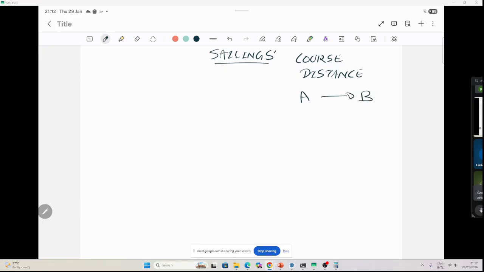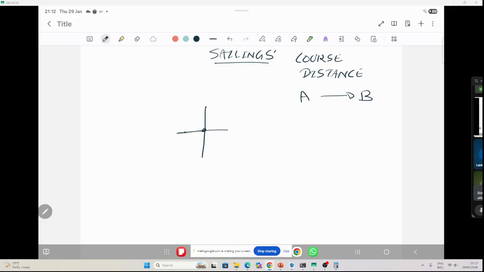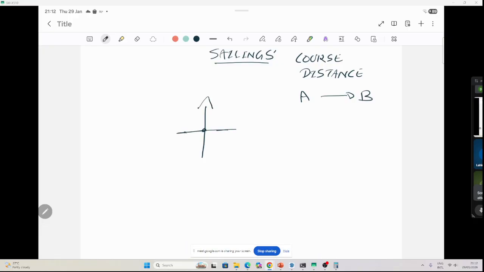If you take any point on the earth, there are only several directions that you can go. Number one, you can go north and south. On the surface of the earth, you can go north and south. Or you can go east and west. Sorry, the opposite. East or west.